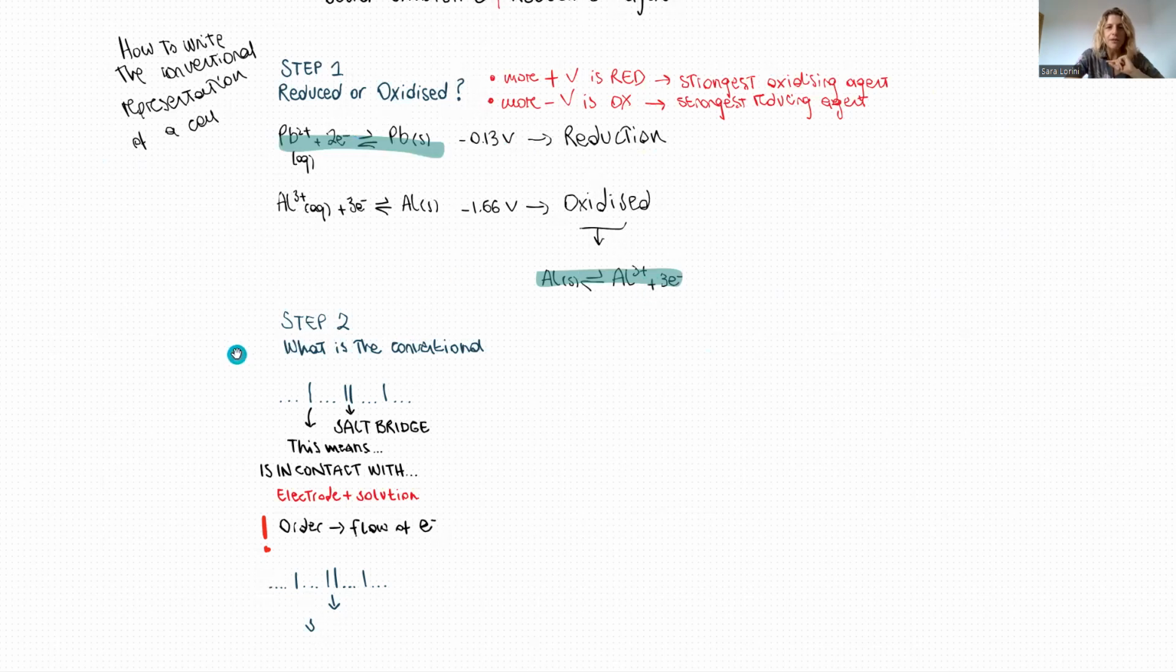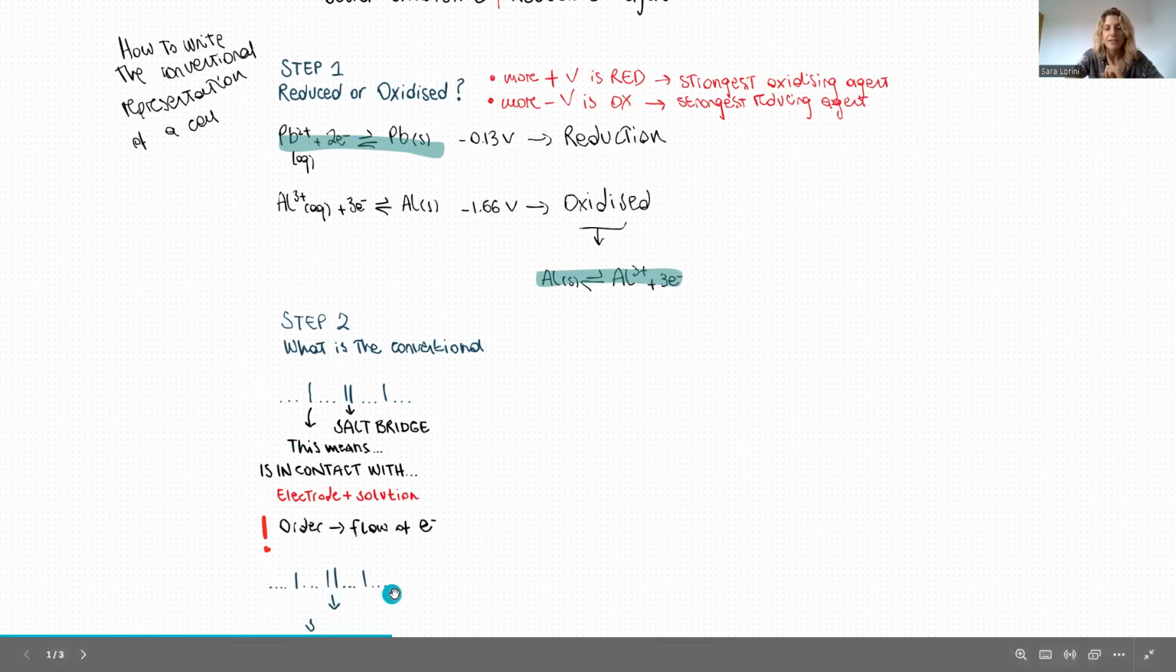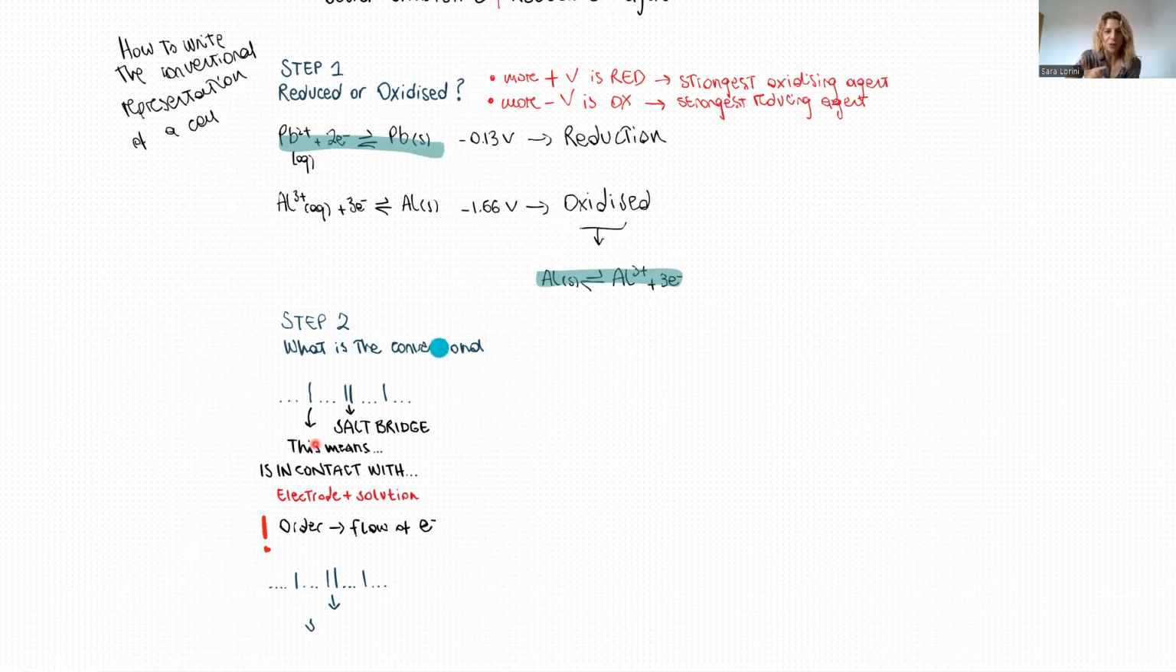So when we write the conventional representation of a cell, remember that the single line in between means it's in contact with. The sulfate is these two lines, and this is also in contact with something, so the two solutions on either side, and then again in contact with. So now the sulfate separates these two cells. Now, the order is the same as the flow of electrons. Very important. And that's why I think it's handy to write them in this way, so you know what to put first and what to put after.